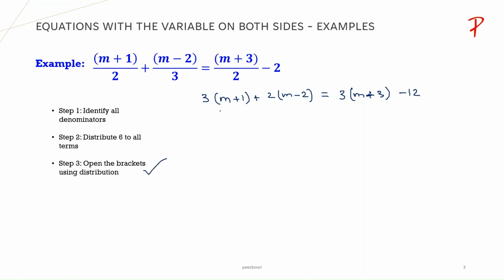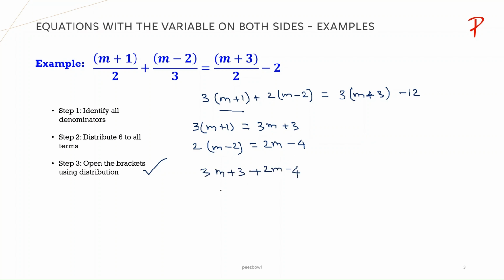So on the LHS, I will take the first term, 3 times (m plus 1). This is equal to 3 multiplied by m is 3m plus 3, right? And our second term is 2 times (m minus 2). Here we get 2m minus 4 after solving this, right? So on the LHS, we have 3m plus 3 plus 2m minus 4. 3m plus 2m is 5m, and plus 3 minus 4 is minus 1, right?